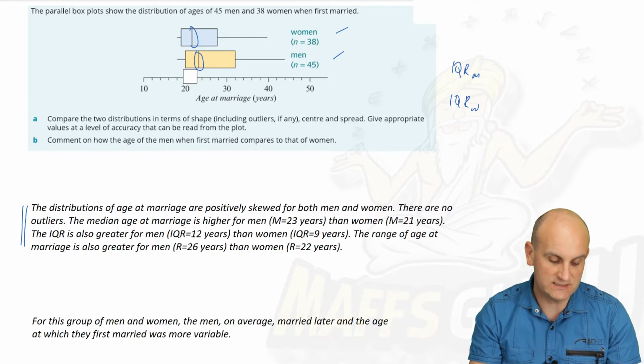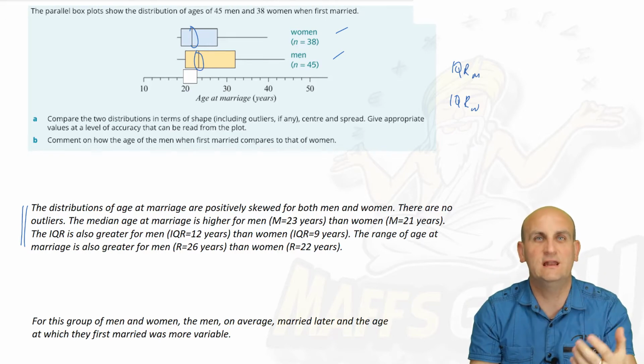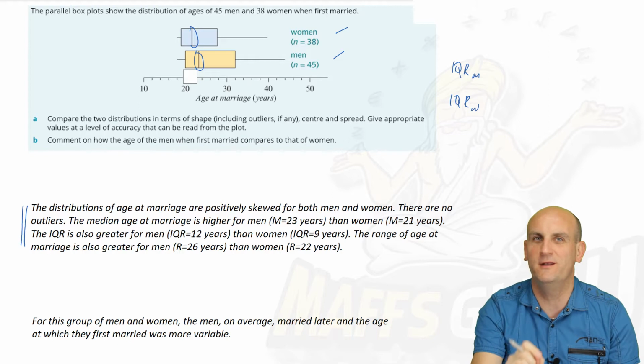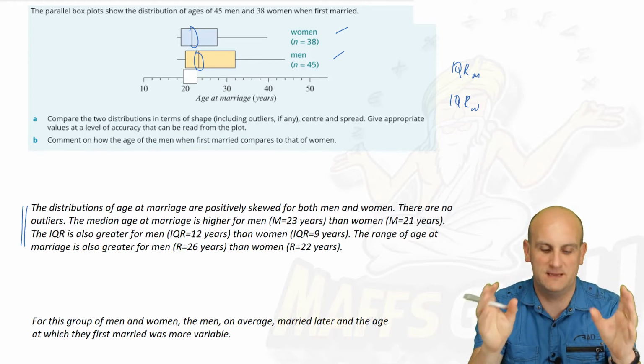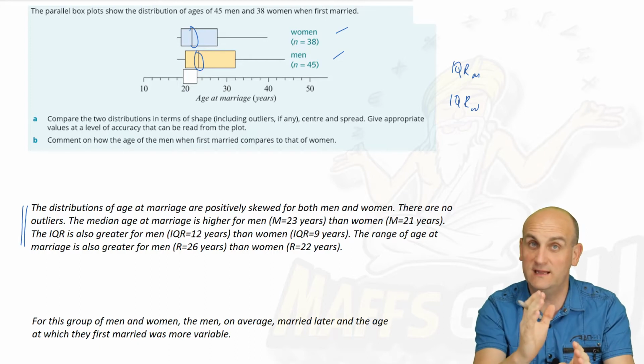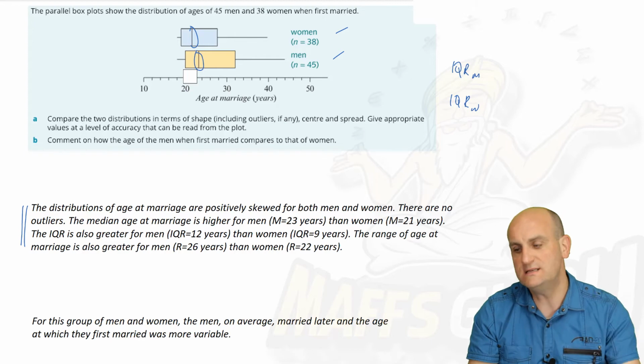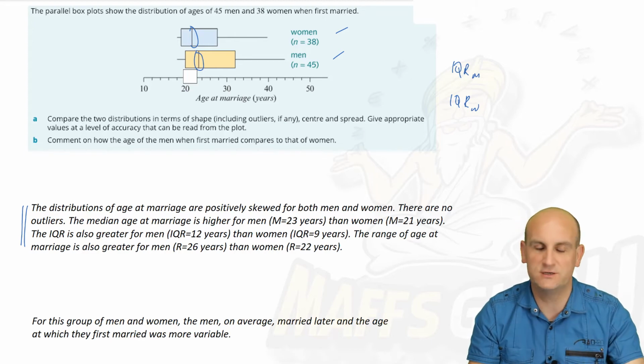And the age at which they first married was more variable. How do we know that? The spread of that IQR. So we've taken it one step further and we're saying, hold on a moment, we know what spread means. We're looking at the idea of comparing that men marry later, and they actually seem to have a much bigger spread. This is something you practice with questions and questions and more questions.